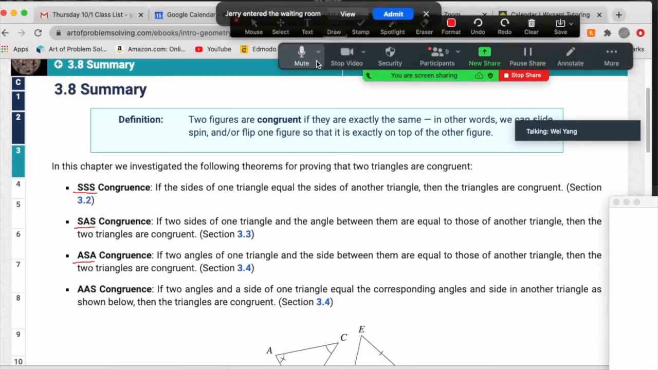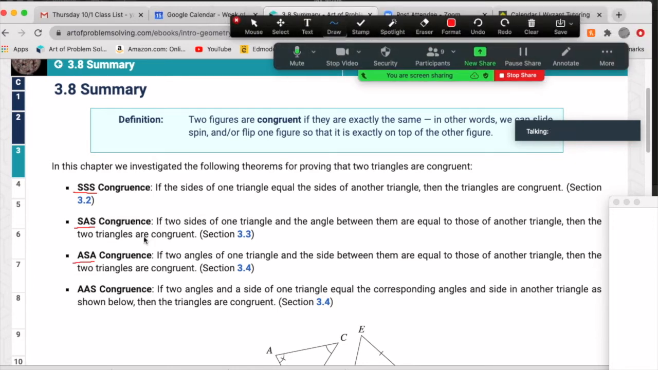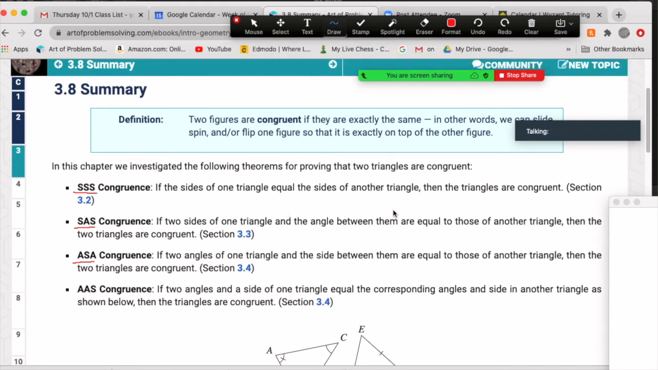ASA will guarantee these two triangles are congruent. That means if you have two angles and the side in between these two angles, then you can conclude these two triangles are congruent. Actually, AAS is also a theorem. You don't need the side to be between these two angles, because after you have two pairs of congruent angles, the other angles will also be congruent, because the other angle equals 180 minus the sum of these two angles. So AAS is also a theorem to prove two triangles are congruent.